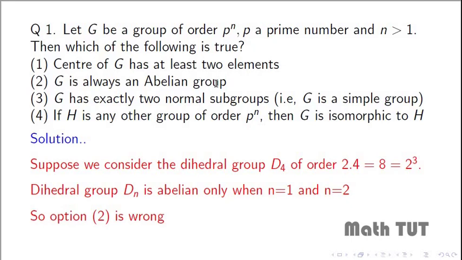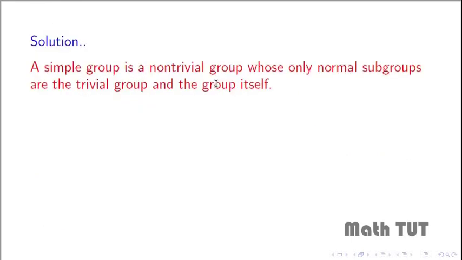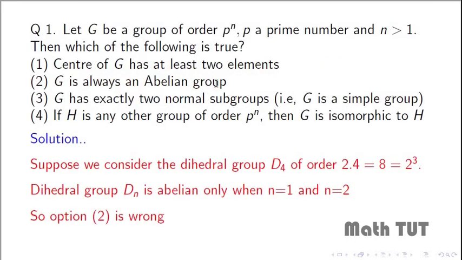So a simple group is actually a non-trivial group whose only normal subgroups are the trivial group and the group itself. So this is actually the definition for a simple group. In the third option, what we are given is that G has exactly 2 normal subgroups. That means they're arguing that G is actually a simple group. So the only normal subgroups a simple group has are the group itself and the group containing the identity.